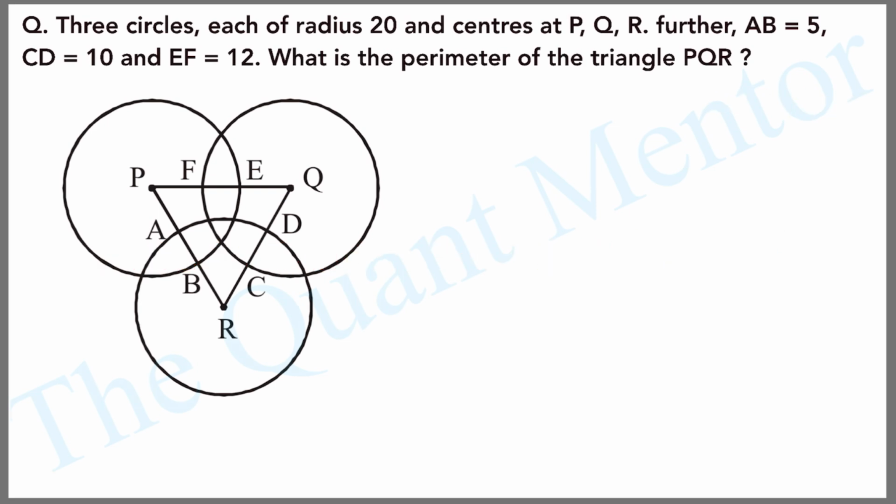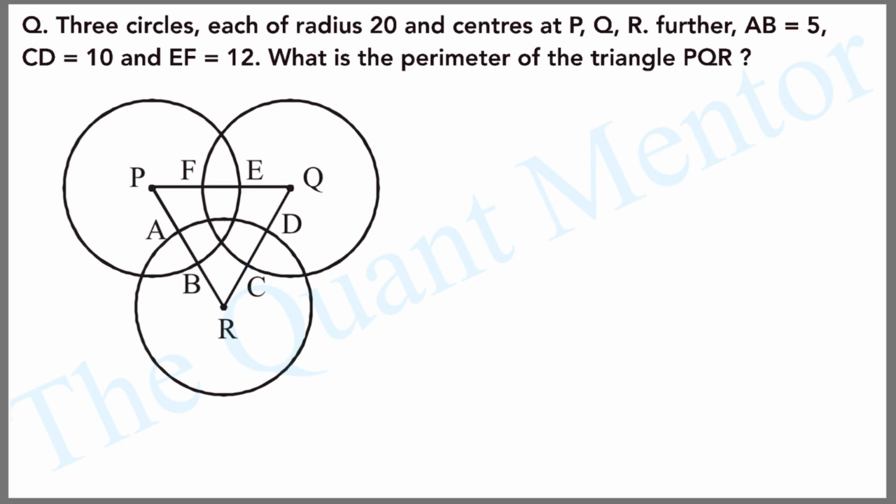Now the question says three circles, each of radius 20 and centers at P, Q and R. And further, AB is 5, AB is 5, CD is 10 and EF is 12. What is the perimeter of triangle PQR?